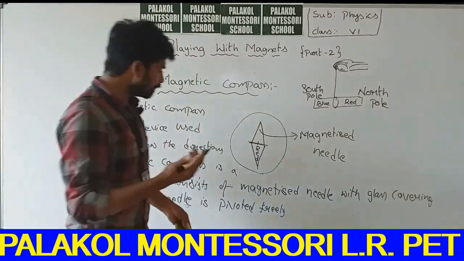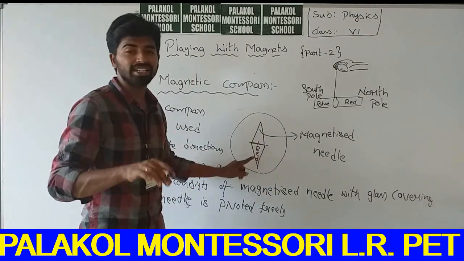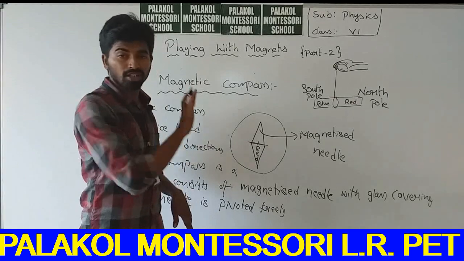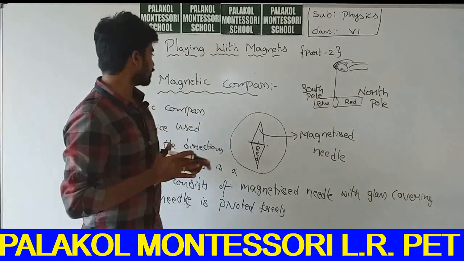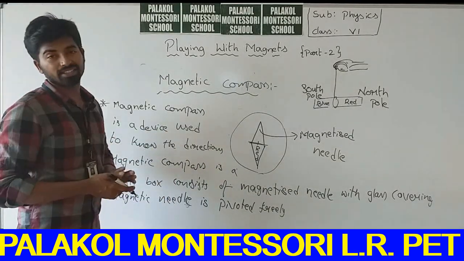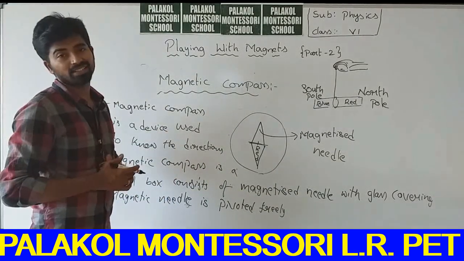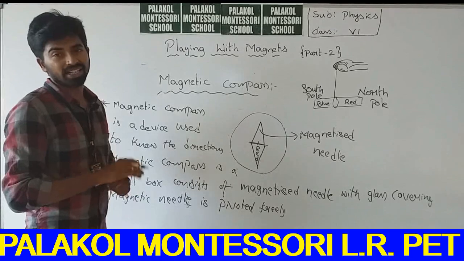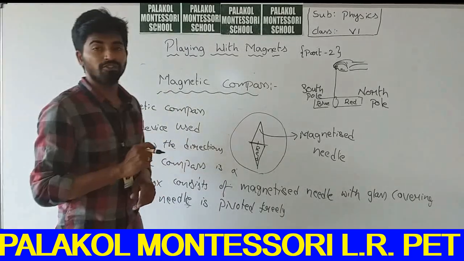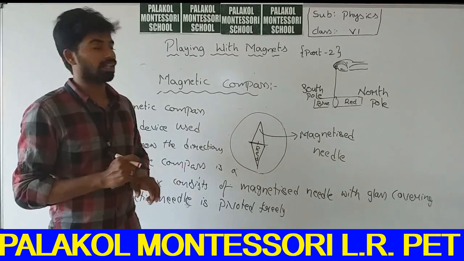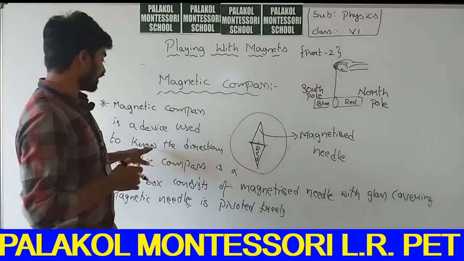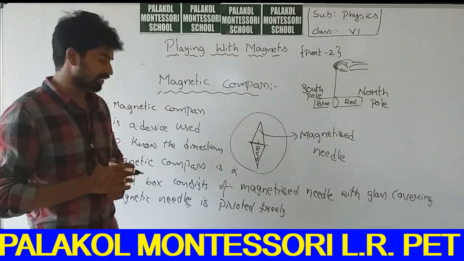If you keep the magnet in a free position, what will happen? It shows the north and south directions. In such a way, the magnetic compass will help to know the geographical directions. So the directional property of the magnet is utilized in making the magnetic compass.